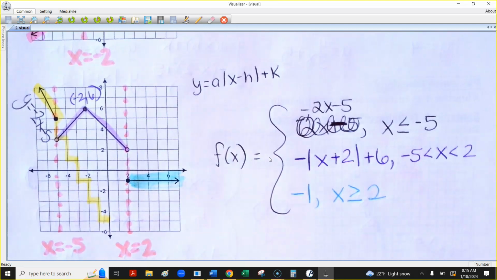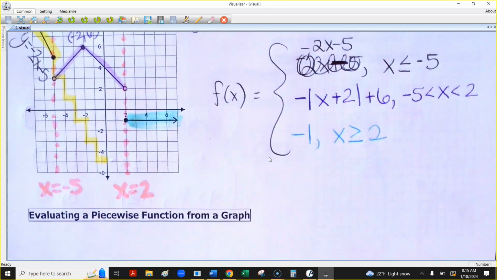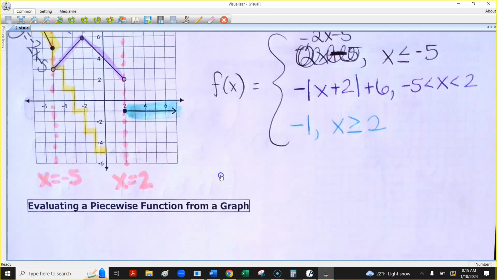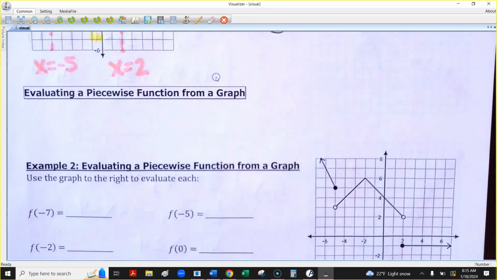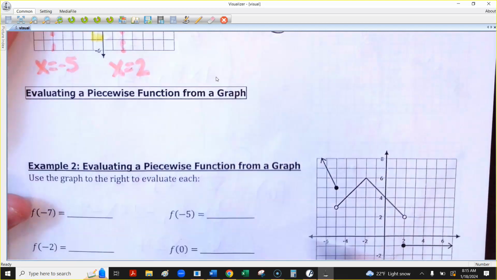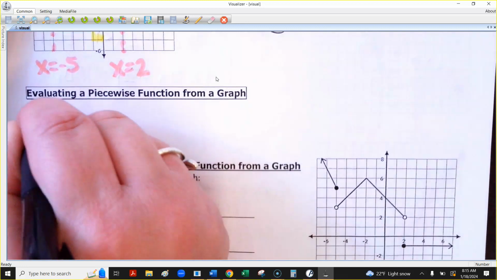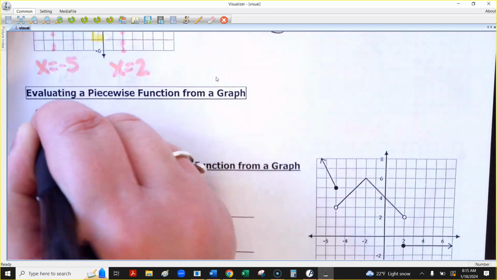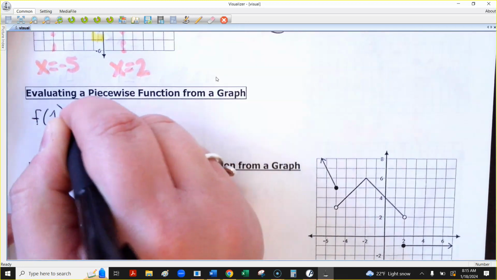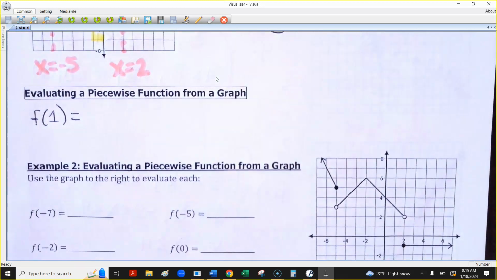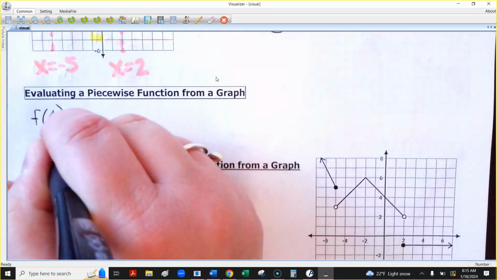Okay, the last thing we're going to do real quick, and I promise this is so easy, but I'm going to give you a little definition. So, evaluating a piecewise function. I'm just going to give you a little example. So, on a graph, let's say I gave you f of 1, and this was the question you had to answer. Here's how you evaluate this.